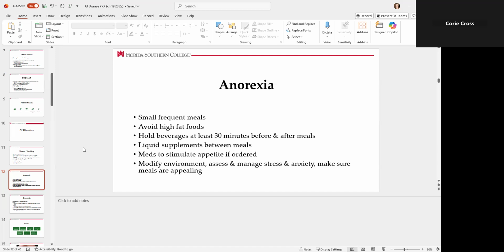Withhold beverages at mealtime to allow for more nutrient-dense food intake as opposed to the liquid, but offer liquids between meals to make sure that you're supplementing not only the fluid aspect, but also needed calories and protein if they're not eating enough at mealtime.